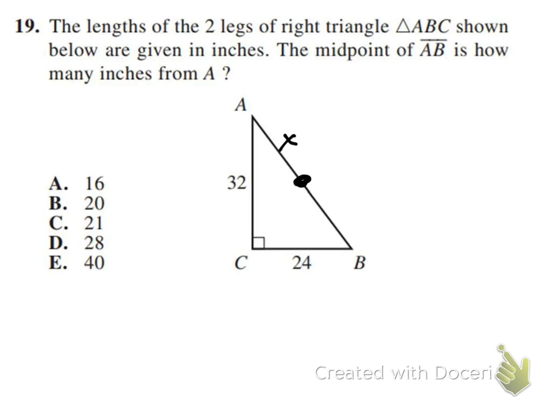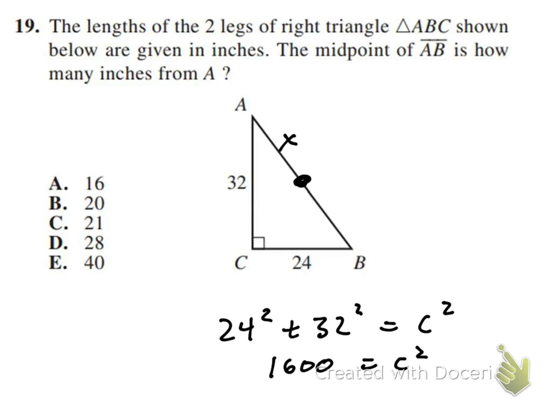Now maybe this is a calculator question. Okay. 24 squared plus 32 squared is equal to the hypotenuse squared. Okay. And when you solve that, was this 1600 equals c squared? C equals what? 40? So this whole thing is equal to 40, which means half of it is equal to 20.